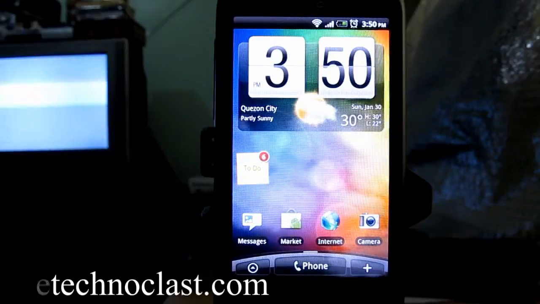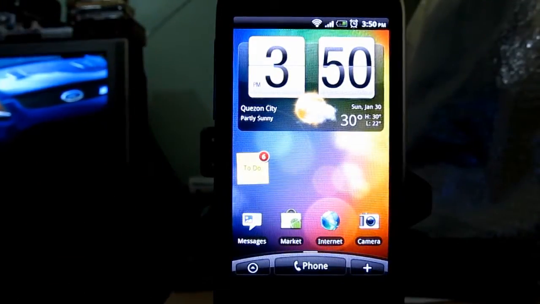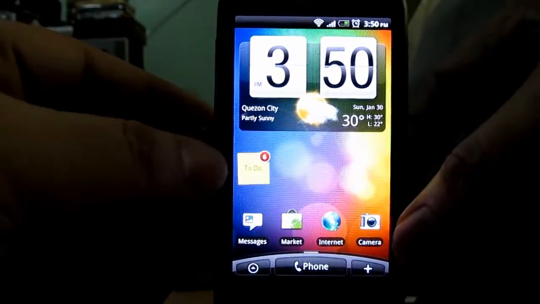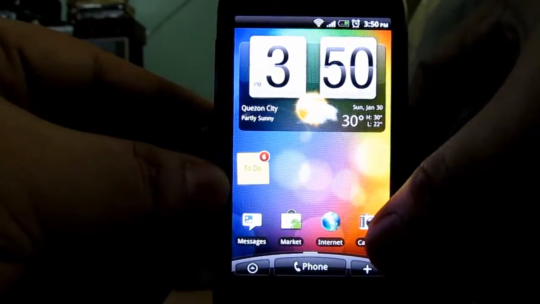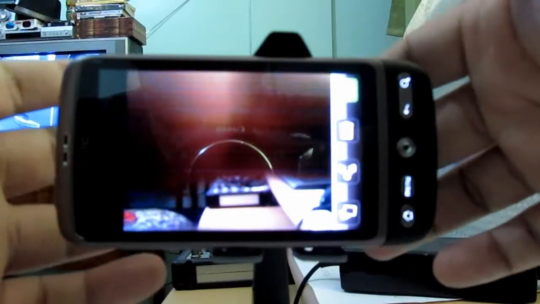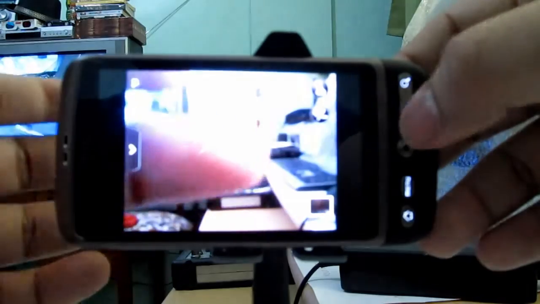This is Alex from thetechnoclass.com, and today we're going to try and improve the frame rate for the HTC Desire's video mode. The HTC Desire has a 720p video mode.